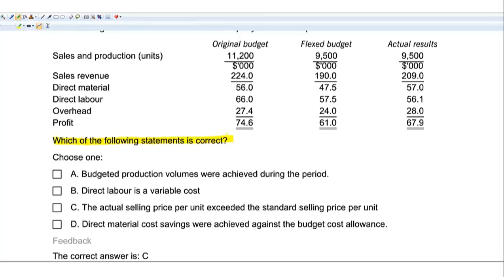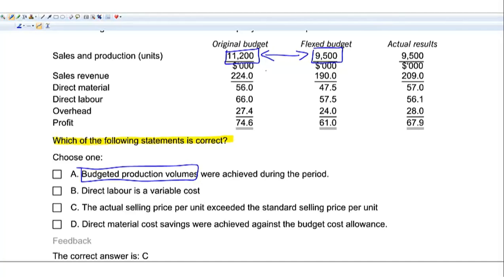Well, we can see that the first statement is not correct, and the reason is that our budgeted production volumes were not achieved during the period. Our budgeted production volumes based on our original budget were 11,200. What the flexed budget shows is it flexes the results to show that we did not achieve those production units. Our production units were 9,500 lower.